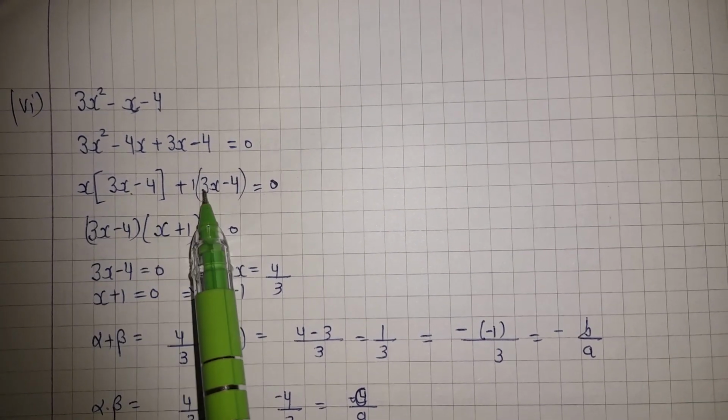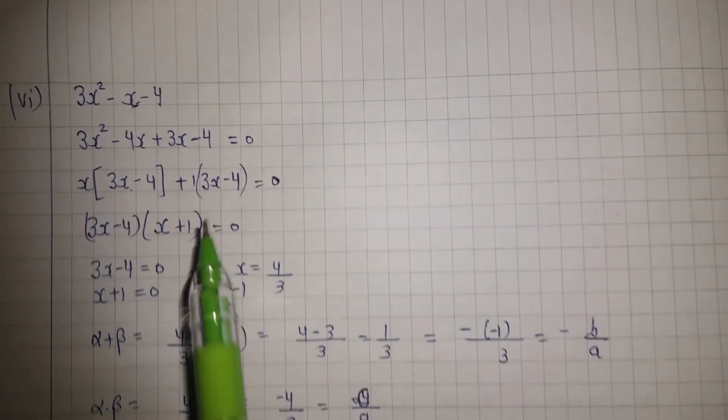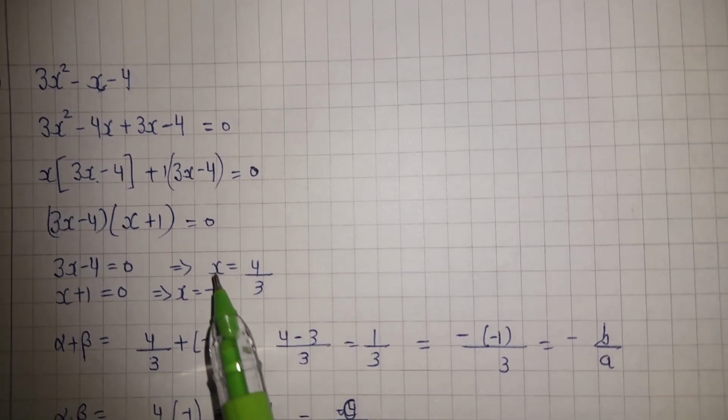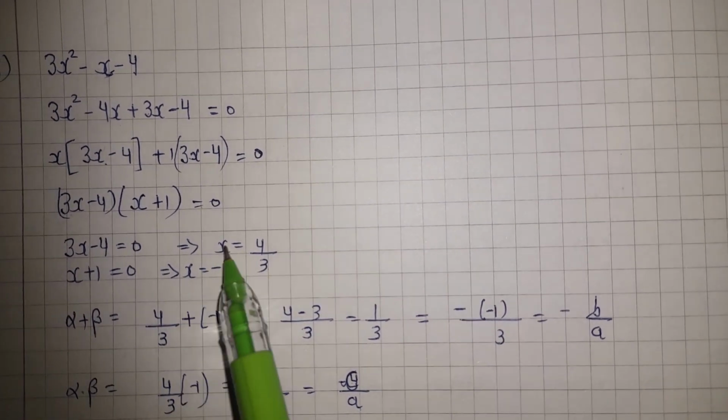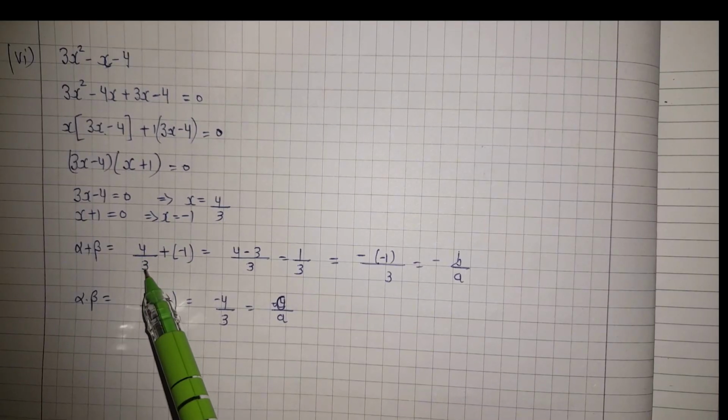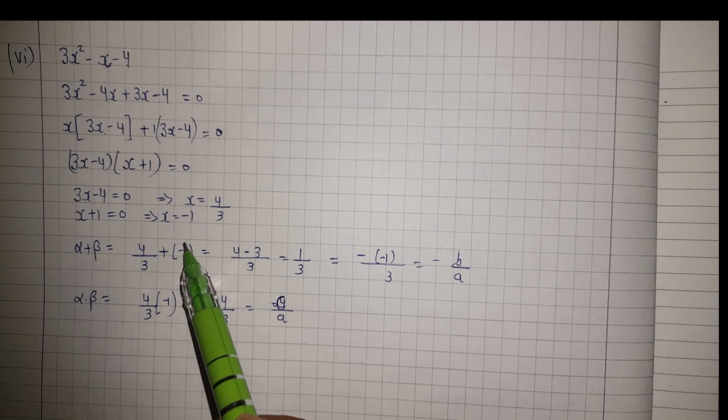Then again taking common 3x minus 4 we will have this. Then equating each factor to 0, we will get the value of x, that is the given zeros. Sum of the zeros is equal to 4 upon 3 plus minus 1.